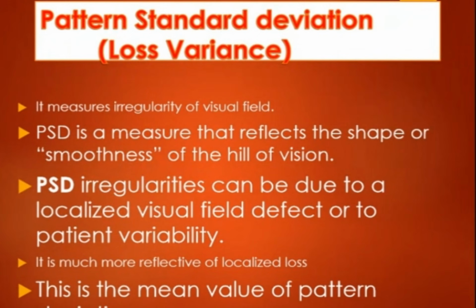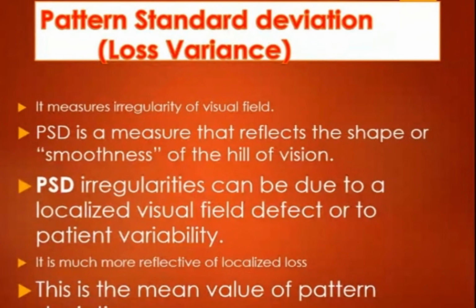So we also have the pattern standard deviation. The pattern standard deviation is a measure that reflects the shape or smoothness of the hill of vision. So it also has a range for the pattern standard deviation. The normal is from 0 to 2.5 decibel.